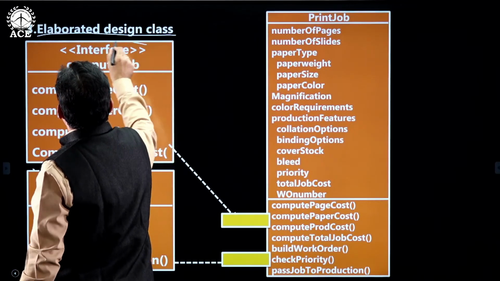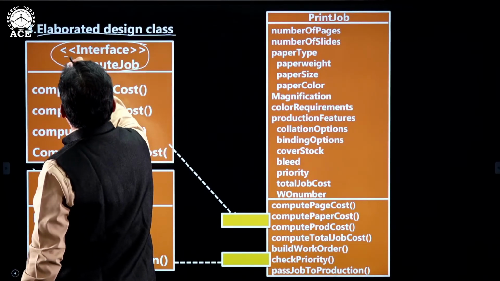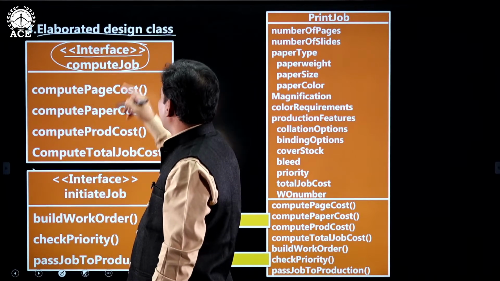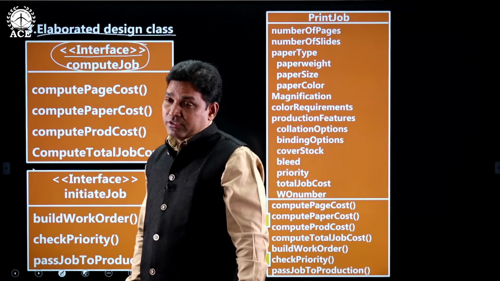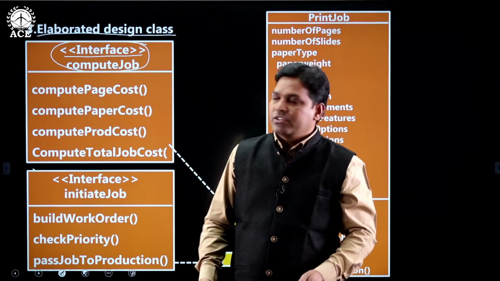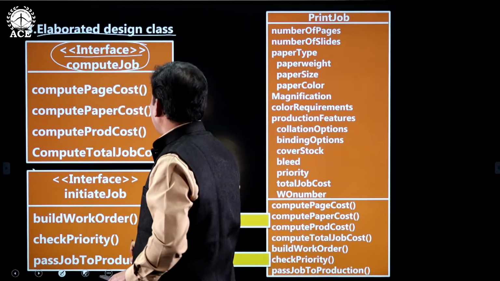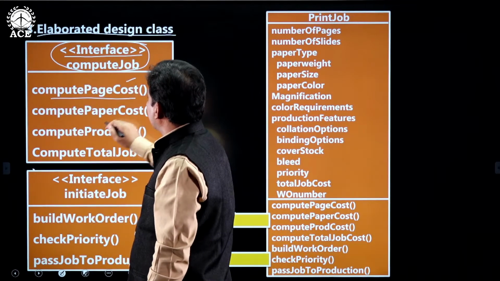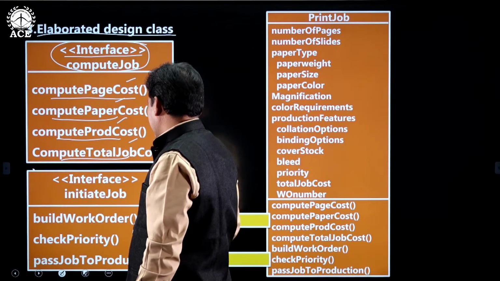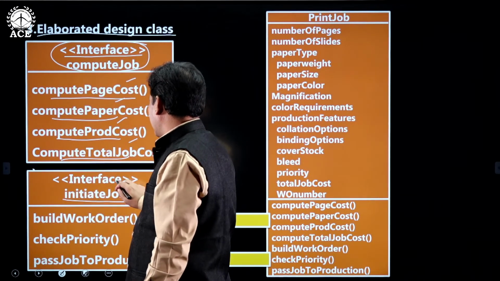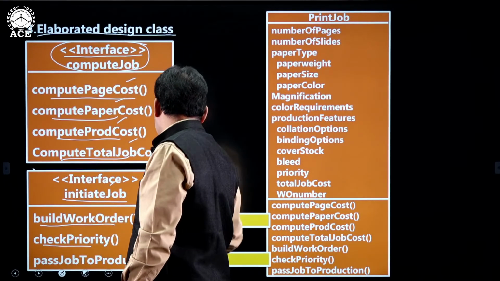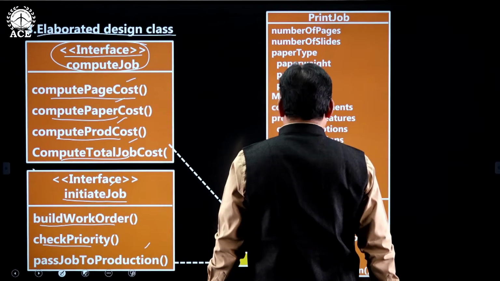This is the second way of representing an interface: an interface tagged with the interface name, followed by compute job as the interface name. And what is an interface? An interface is nothing but a set of operations which is provided to other systems. What are those operations here? Compute page cost, compute paper cost, compute product cost, compute total job cost. What is the name of the other interface here? Initiate job: build work order, check priority, pass job to production.